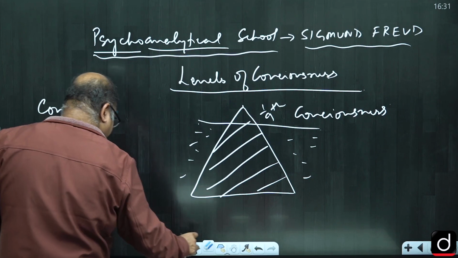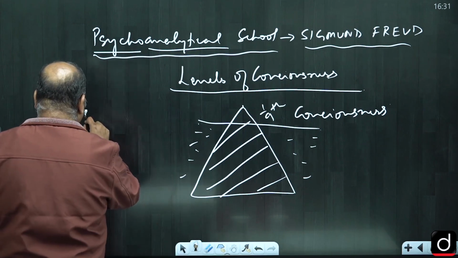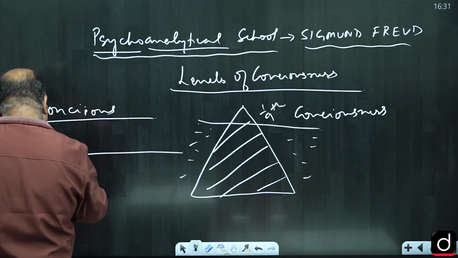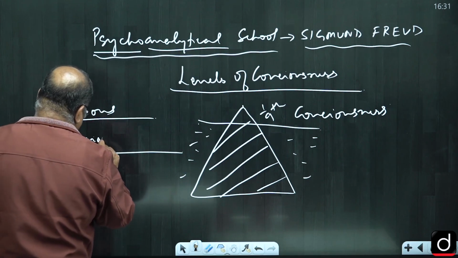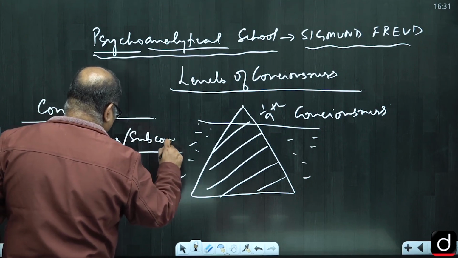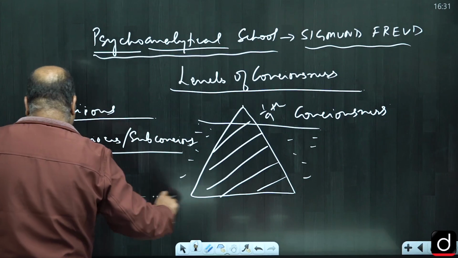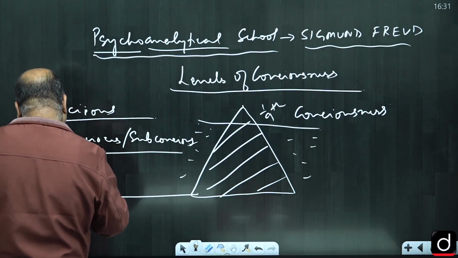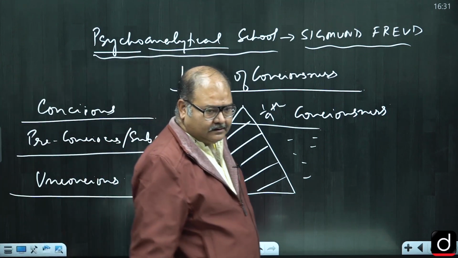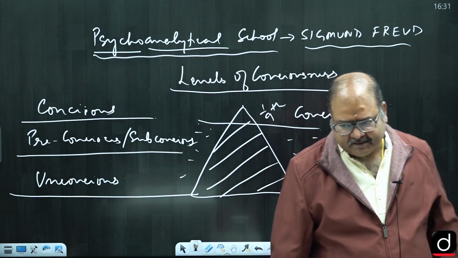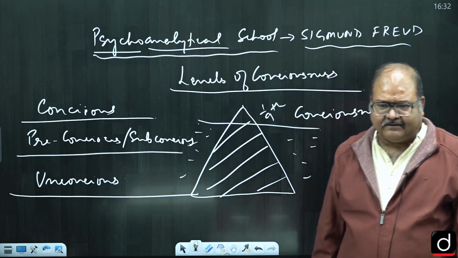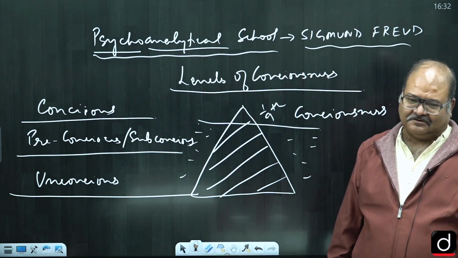Underlying the conscious lies the preconscious, or subconscious. And at the deepest part lies the unconscious. We are most aware about the conscious. We are less aware about the subconscious. And we are not at all aware about our unconscious.